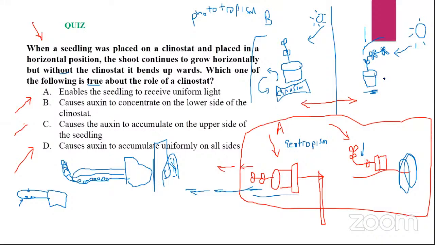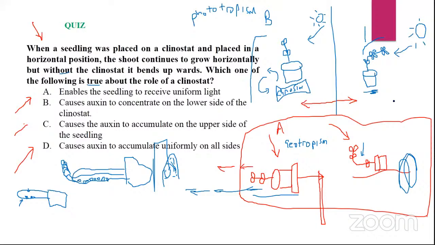I wanted to ask, if the plant is placed on the clinostat, does it matter where the light is coming from? Yes, because it will be rotated, and at any time all sides of the plant will be receiving light. Okay, I can understand. Thank you.